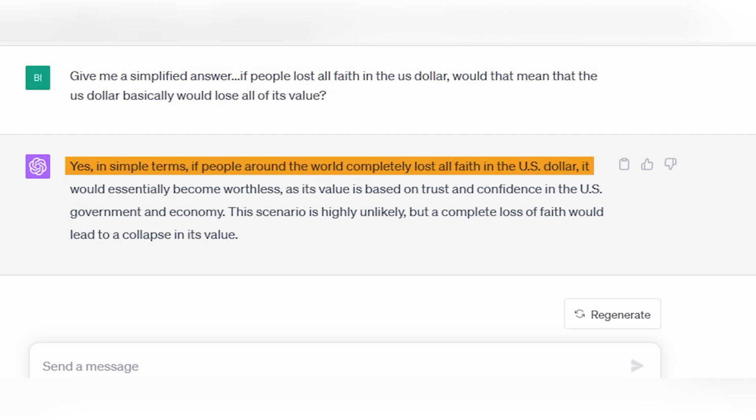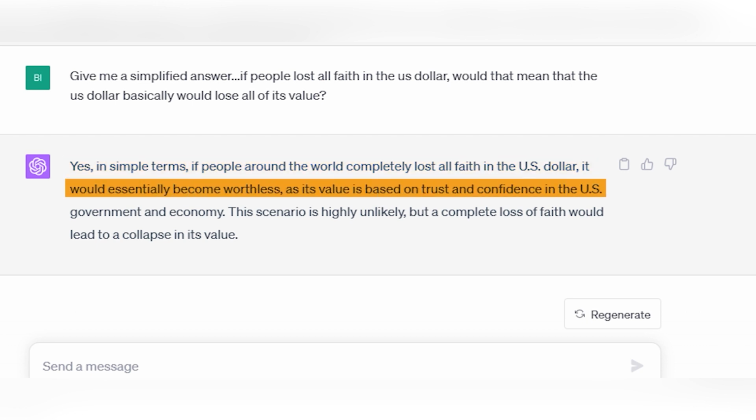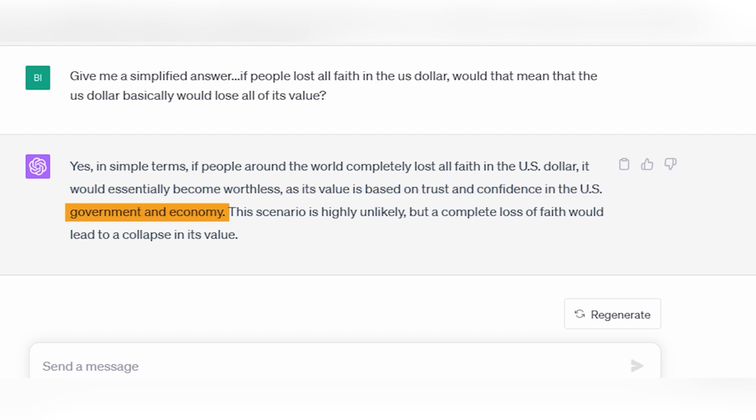In simple terms, if people around the world completely lost all faith in the US dollar, it would essentially become worthless as its value is based on trust and confidence in the US government and the economy.